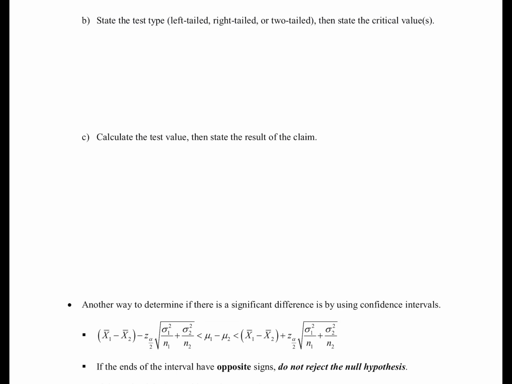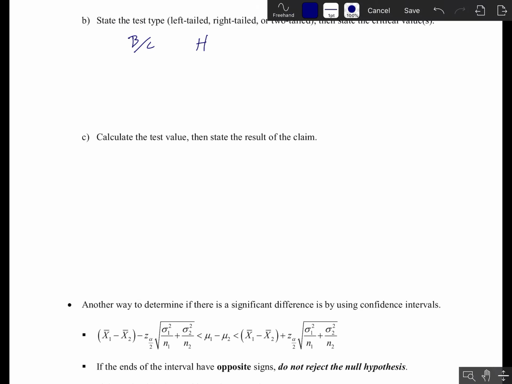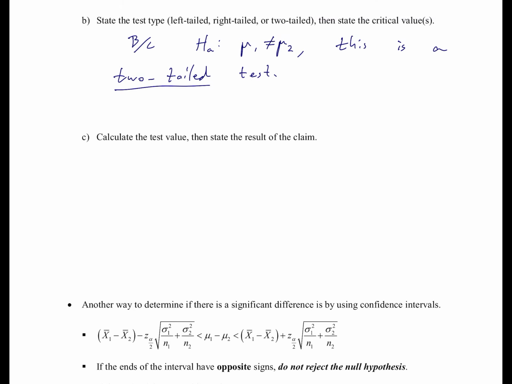Next, we want to state the test type. So I already mentioned it, but because the alternative hypothesis is that these are unequal, this is two-tailed. So this is a two-tailed test. And it says also state the critical values. So this is a z-test with critical values.